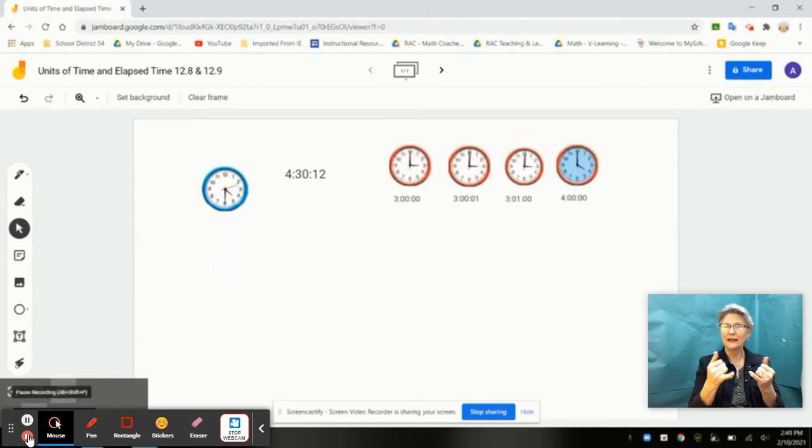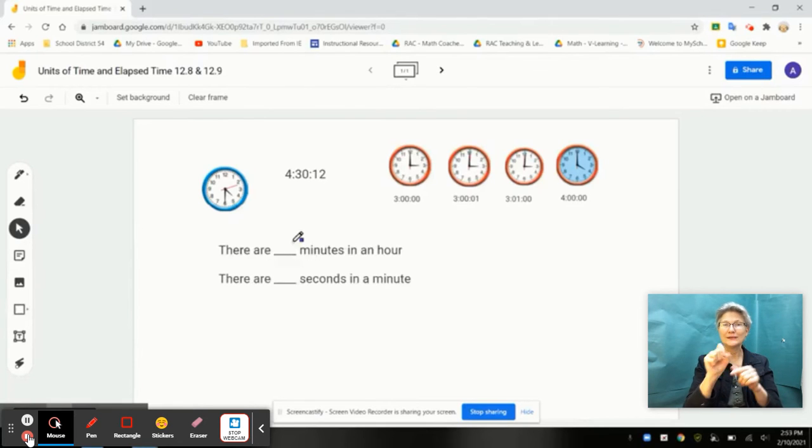Let's explore how the size of an hour compares to the size of a second. So how many minutes are in an hour? That's right, we just talked about it. There's 60 minutes in an hour. We also just talked about this too. How many seconds are in a minute? That's right, 60 seconds are in a minute. Let's write that in.